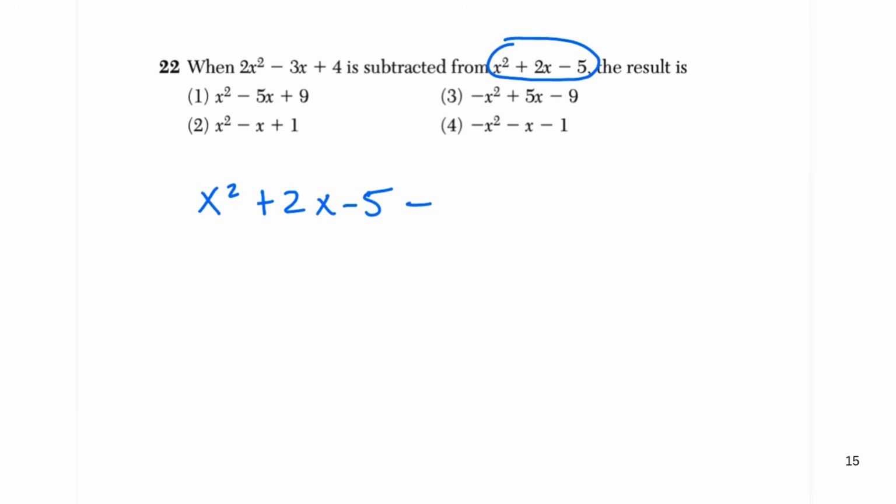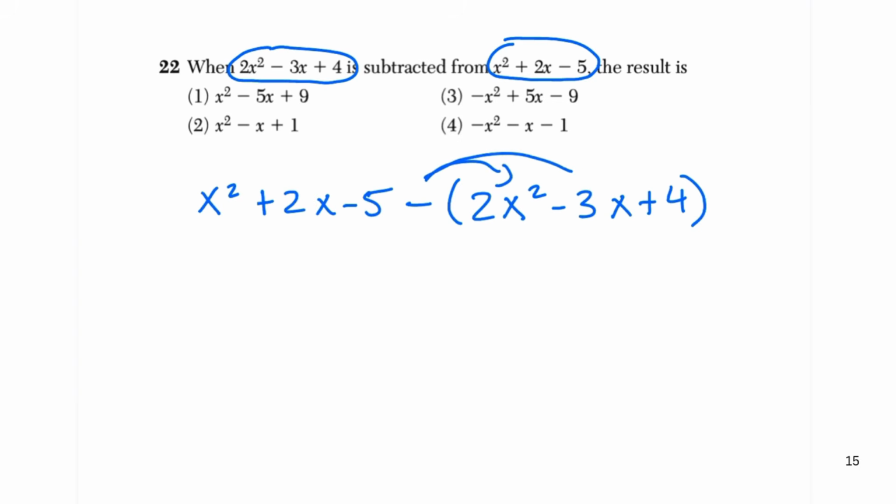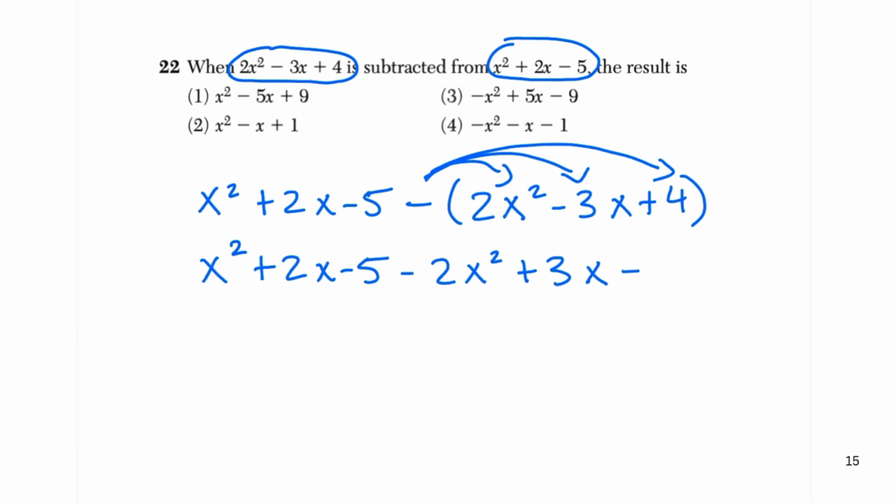And the second most important thing that, when forgotten, leads to a common mistake is that you're subtracting this entire expression. So we have to put it in parentheses, because if you don't, you're just going to be subtracting the 2x squared. So we're going to write that in parentheses, and that's going to be our reminder that we need to distribute that minus sign out to every term that's in here. So this problem is going to become x squared plus 2x minus 5 minus (2x squared minus 3x plus 4).